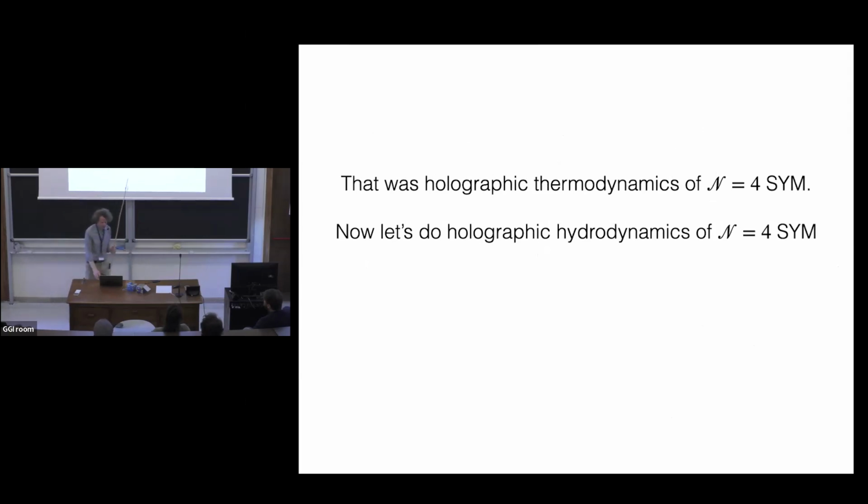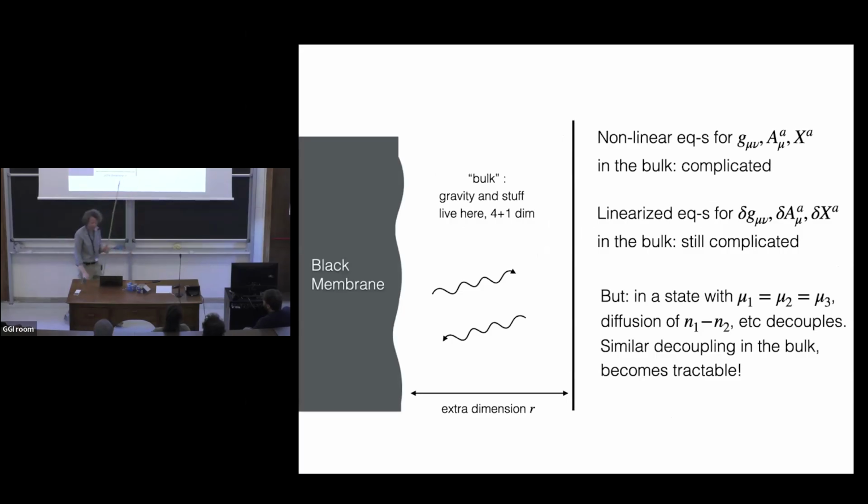Now let's do holographic hydrodynamics of N=4 super Yang-Mills. This is a holographic cartoon of holographic hydrodynamics. Now you have nonlinear equations in the bulk for the metric, the three abelian gauge fields, and the scalars. The equations are quite complicated. Nonlinear PDEs, complicated. Now you say, okay, this is too complicated for me. Let me linearize, and work with linear equations for perturbations about this black brane background. And the equations are still complicated.